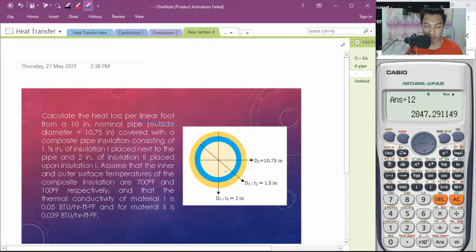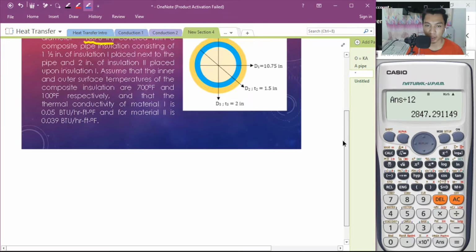So, nominal, ibig sabihin, yan lang yung pinakaloob niya. Okay? And then, sinabi dyan, the outside diameter, i-consider mo is the outside diameter, not the nominal size. Cross out natin to. Wag na wag po natin gagamitin ito, yung nominal pipe. Ang gagamitin natin parati is the outside diameter ng piping. Now, let us see. Hanapin natin si R1.